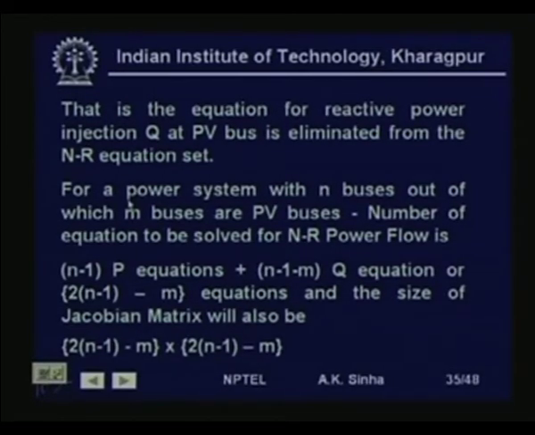Also, the size of the Jacobian becomes much less, because if we have, say, a power system with n buses and with m PV buses, then we have n minus 1 p equations. One equation for the slack bus is not required, and n minus 1 minus m q equations, because one equation for the slack bus is not required and m equations for PV buses are not required, and therefore, we finally have 2 into n minus 1 minus m equations, and the Jacobian matrix is of size 2 into n minus 1 minus m by 2 into n minus 1 minus m.